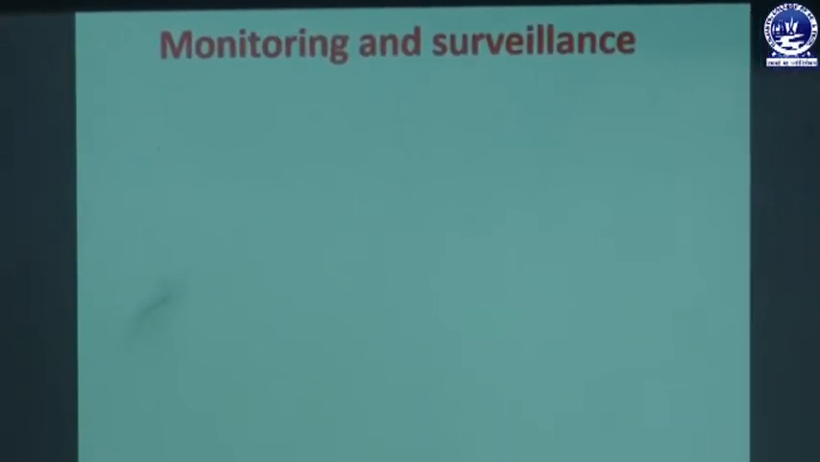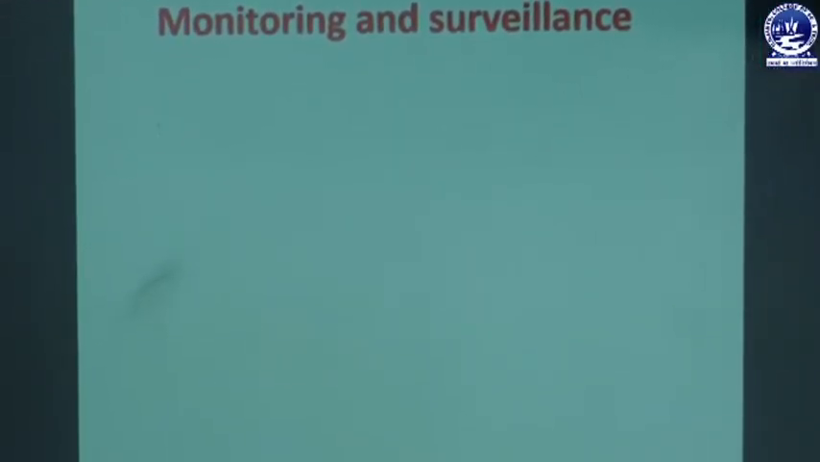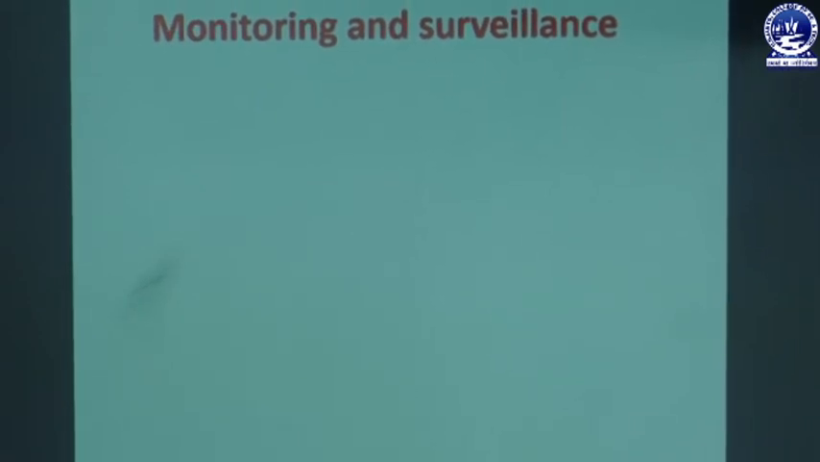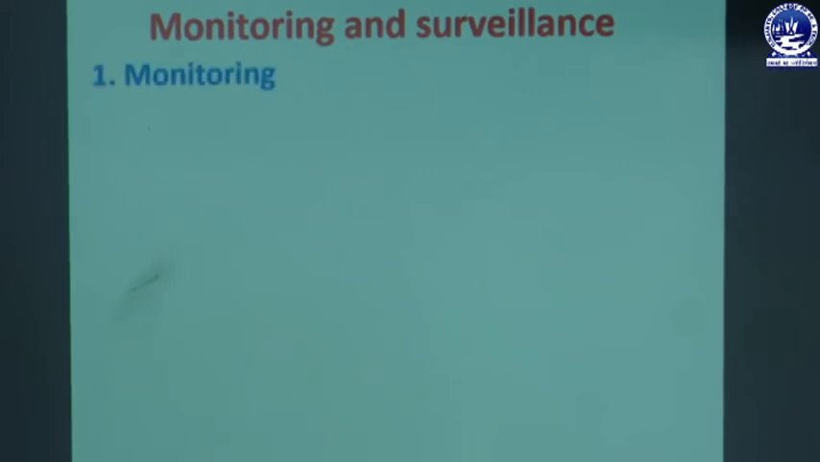Next is monitoring and surveillance. In monitoring and surveillance, there are two terms. One term is monitoring and another part is surveillance. First, we will discuss the first part, that is monitoring.